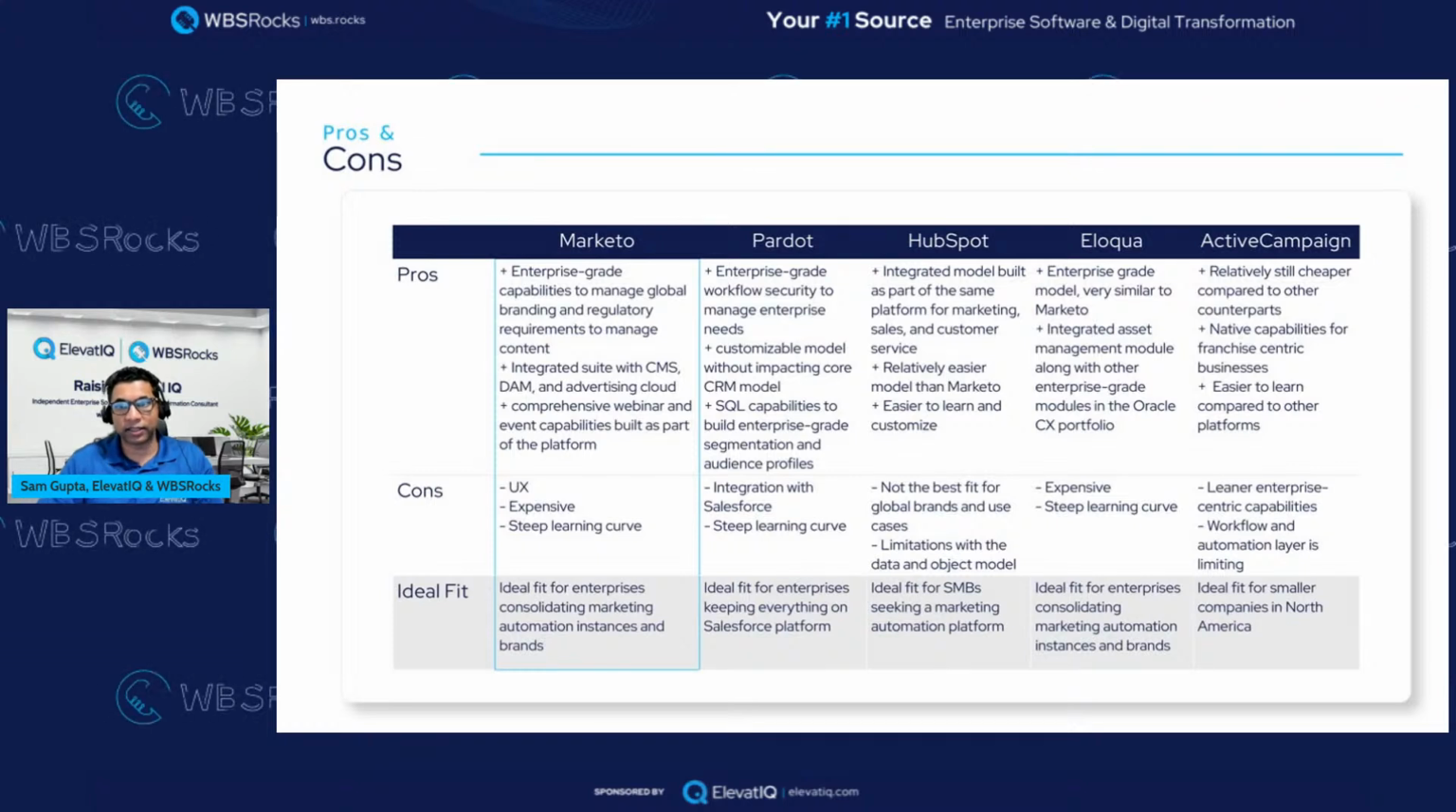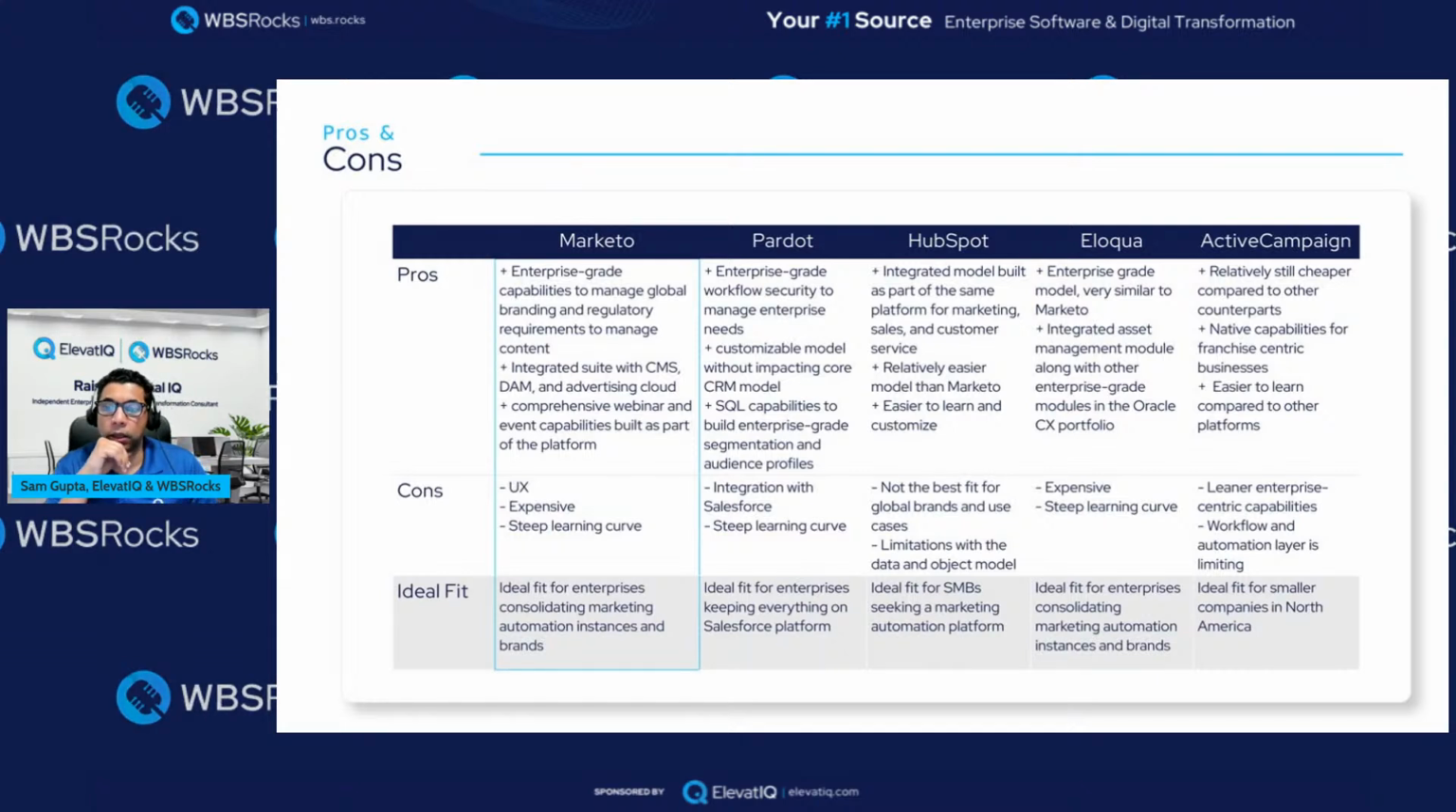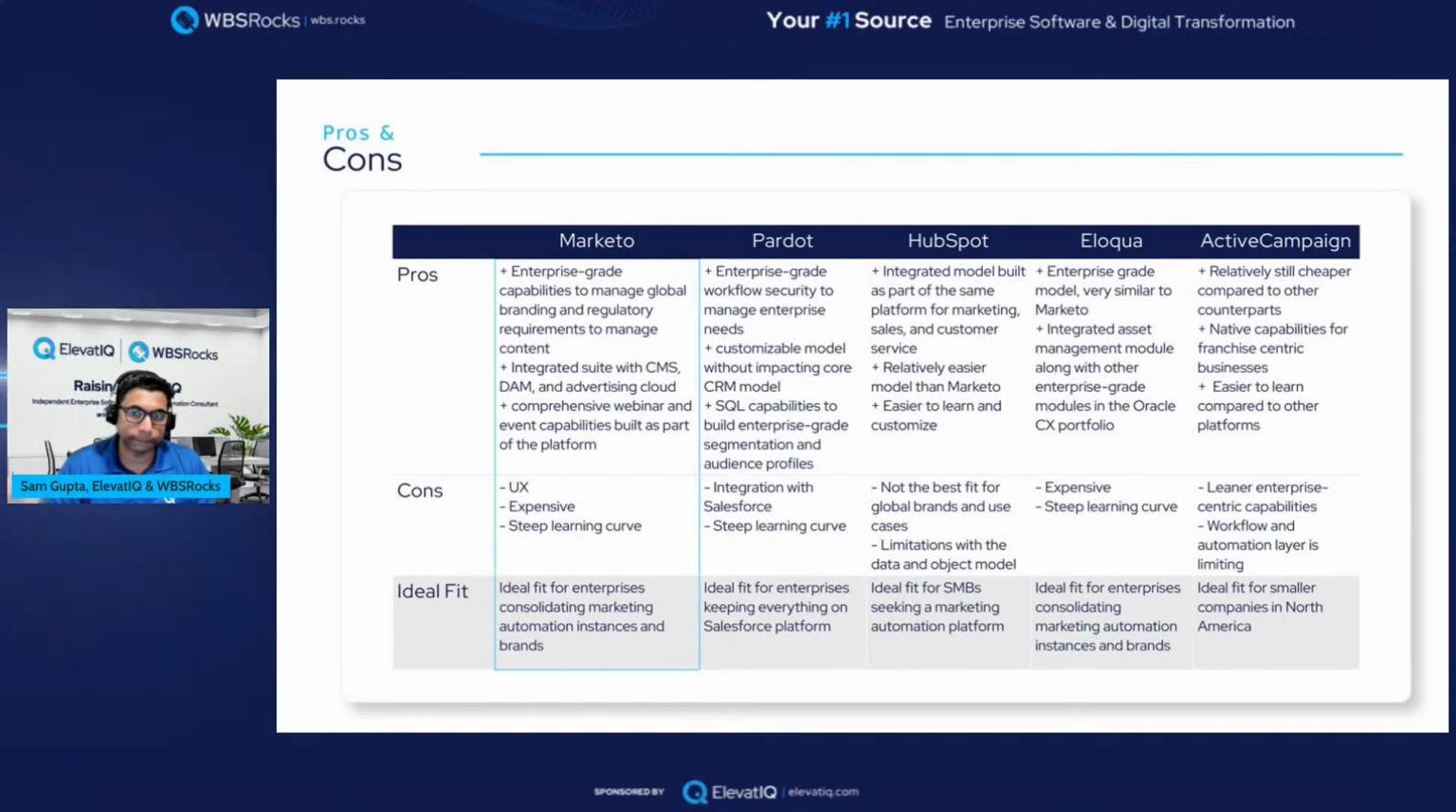ActiveCampaign is going to be a slightly more SMB product, much smaller than HubSpot. So the number of layers that you are going to find inside ActiveCampaign are not going to be as detailed.